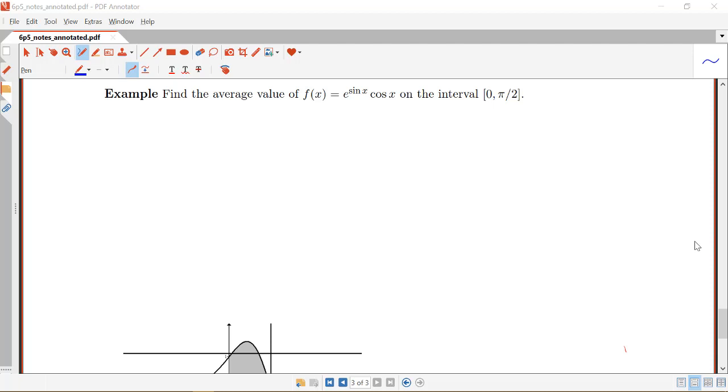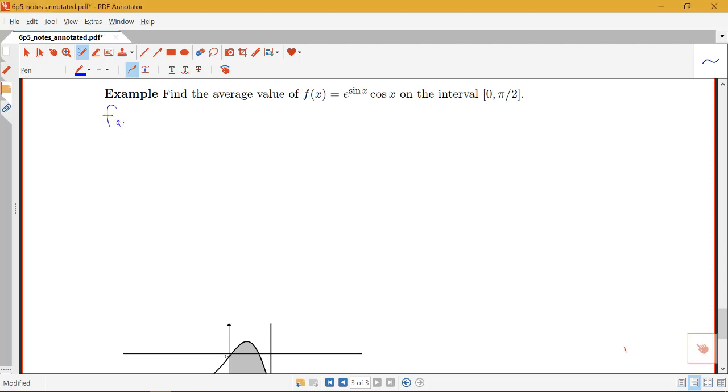In this video, we're going to look at finding the average value for a function where our computation of the average value will involve an integration technique. So here we want to find the average value of the function e to the sine x cosine x on the interval from 0 to pi over 2.